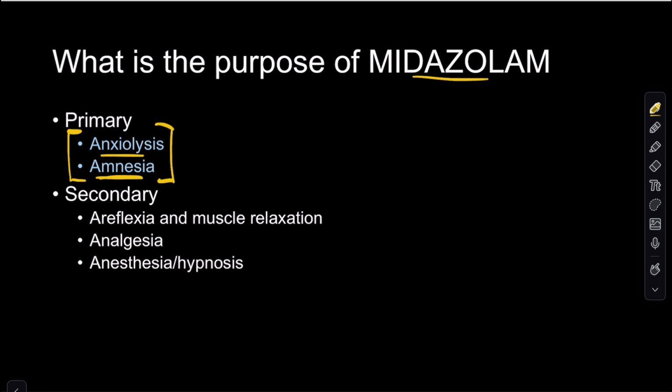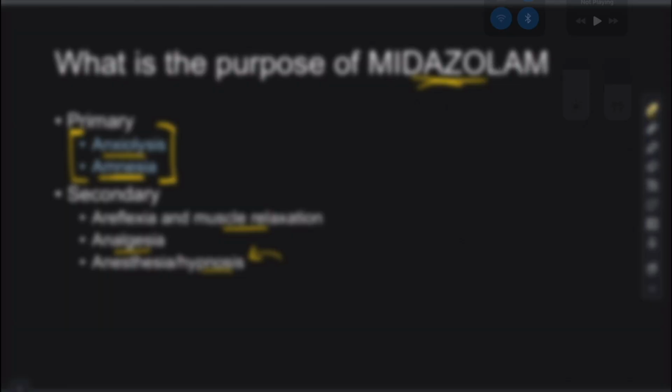Other, secondary goals: it can cause areflexia and muscle relaxation, analgesia, so it's helping with pain, and then it can also be used to put a patient to sleep. Interestingly, it can actually be used as an induction medication like propofol, etomidate, ketamine, where you can induce a patient solely with it and have them go to sleep. You have to use very large amounts of it, so it's not a very common thing to see. But it would be a medication that you could induce a patient with.